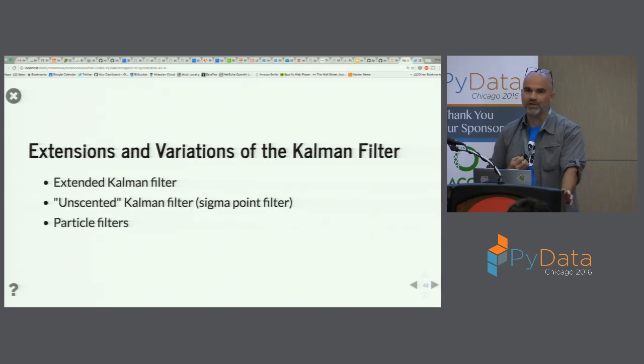There's a variation called the unscented Kalman filter. And then recently there's been a lot of interest in what are called particle filters, which are much more computationally intensive and more difficult to explain, but they take a lot of the assumptions out of the process. There's no assumption about the distribution of the data. There's no assumption about stuff being linear.